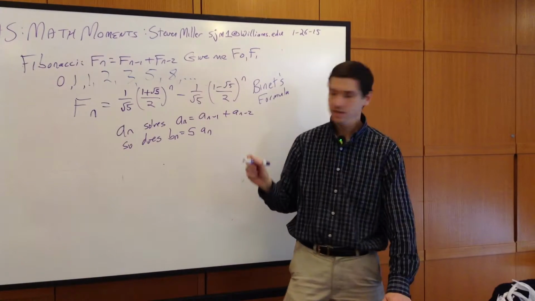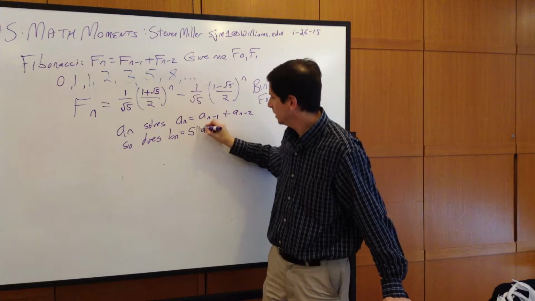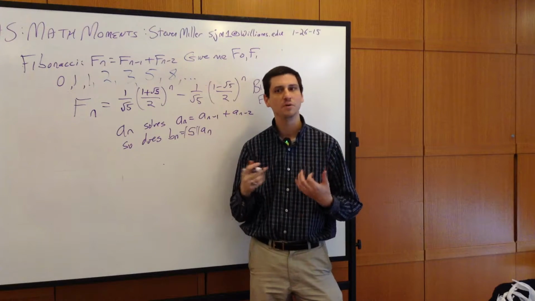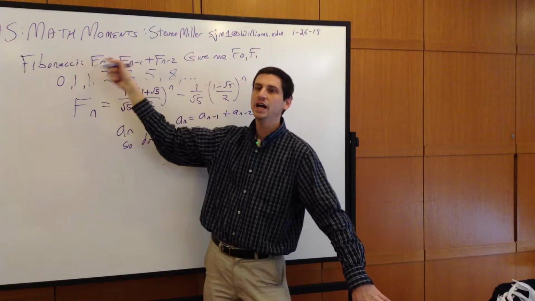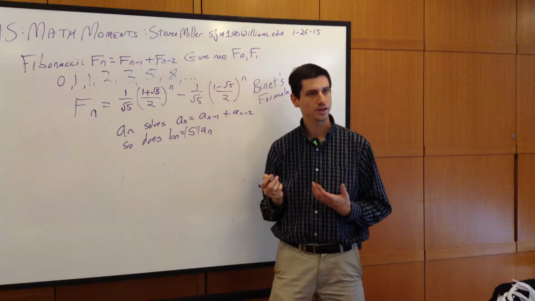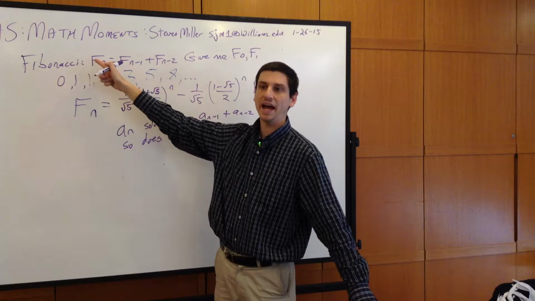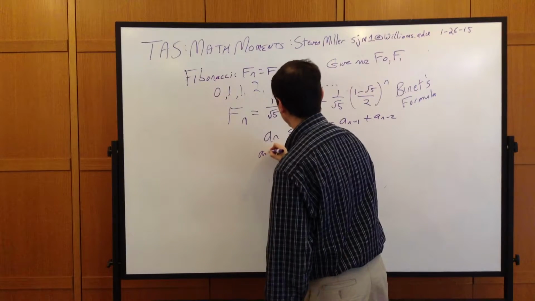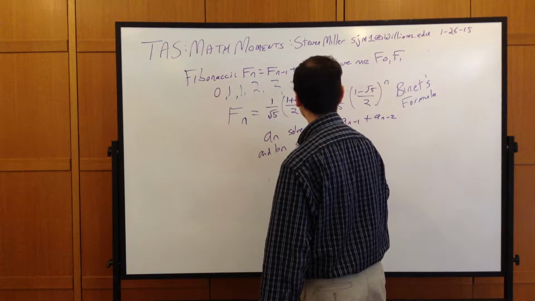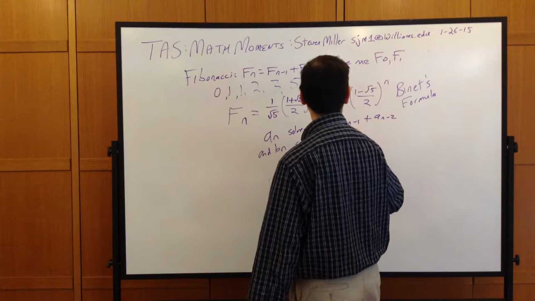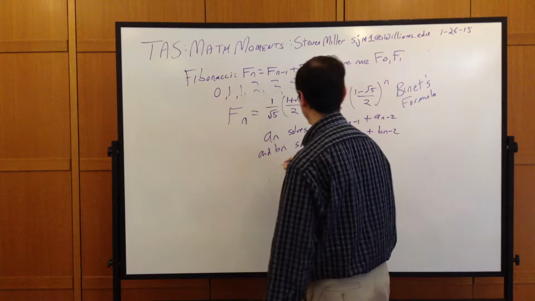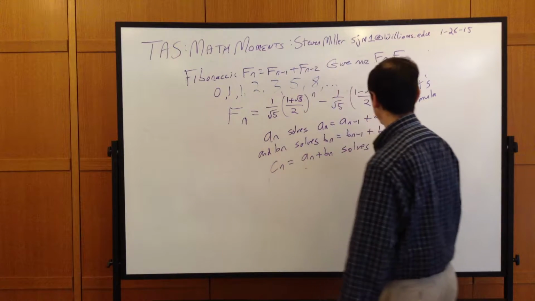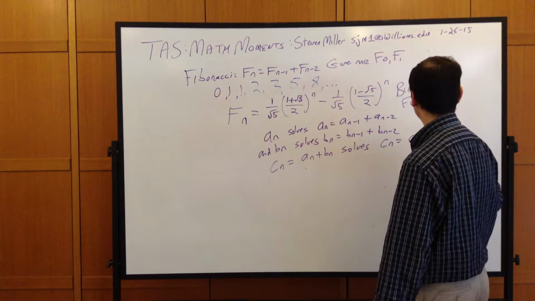And of course, I don't have to use 5. I could use 51. I could use 511. I could use 1,000. I can do any constant there. That's the first property about this linear relation. If I have a solution, I can multiply it by a constant, and it's still a solution. The next thing is if I have 2 solutions, I can add them, and it's still a solution. So if a_n solves the recurrence, and b_n solves b_n equals b_{n-1} plus b_{n-2}, then c_n equals a_n plus b_n also solves the relation c_n equals c_{n-1} plus c_{n-2}.